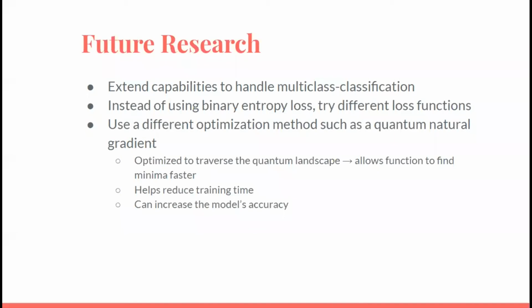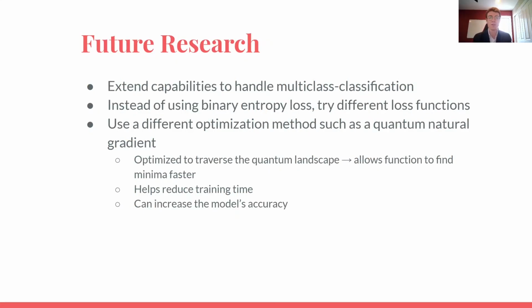For future research, we can extend our variational quantum circuit capabilities to be able to handle multi-class classification. I would also like to look at different optimization methods, such as quantum natural gradient descent. This is a separate form of gradient descent that is specifically meant to traverse the quantum landscape. This will help us find minima of our cost function much quicker. This will also help us reduce our training time and can potentially increase the model's accuracy to over 95%.